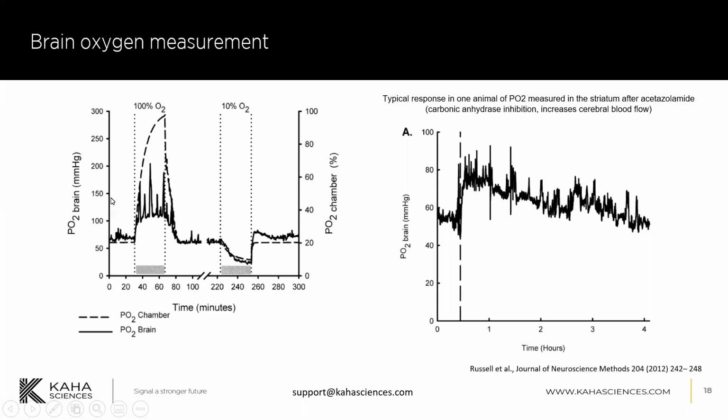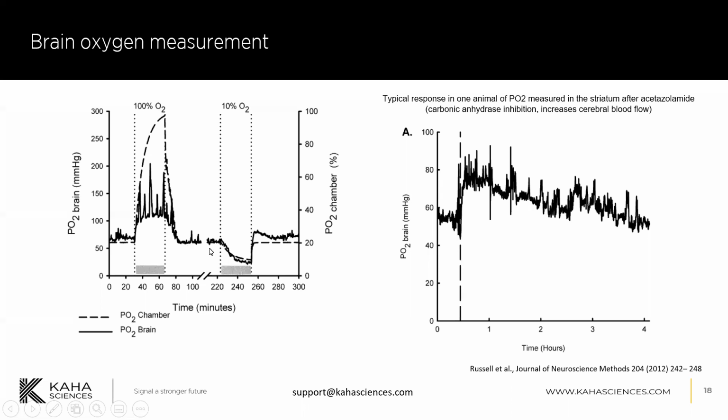And the tissue oxygen in the brain is plotted against the left-hand axis. So you can see that baseline is about 21% oxygen in general room air. And then when you expose the animal to 100% oxygen, you get this increase in the tissue oxygen. And when the gas is returned to room air, you get a decrease back to baseline again.